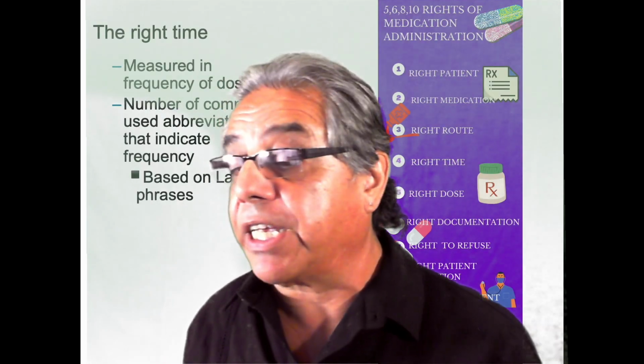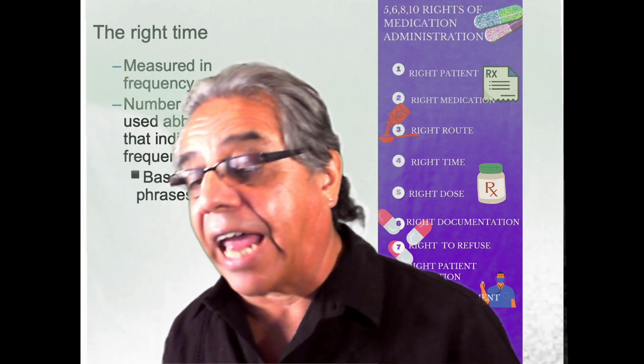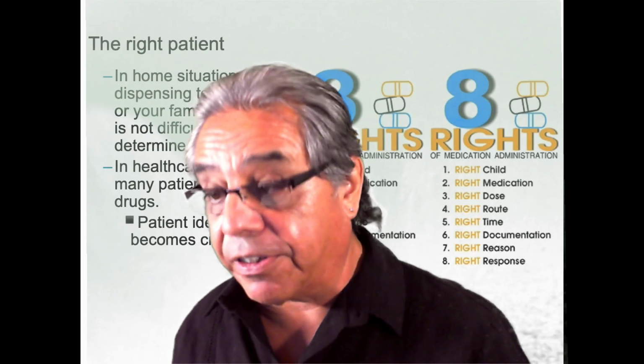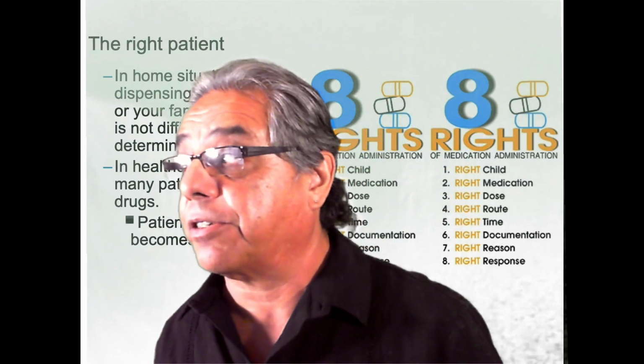Another is the right time, and this is measured as the frequency of dosage. There are a number of commonly used abbreviations that indicate frequency, and they are based on Latin phrases, like Q day or at night. Another of the rights is to give it to the right patient, to make sure that the person who needs the medication is actually the person who's getting the medication.